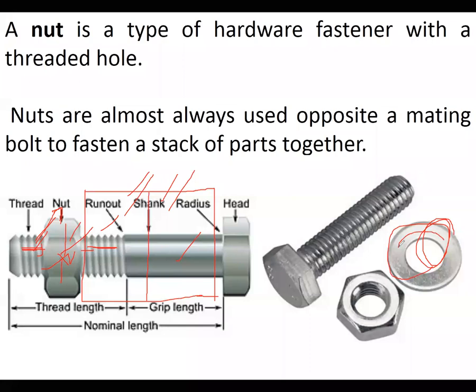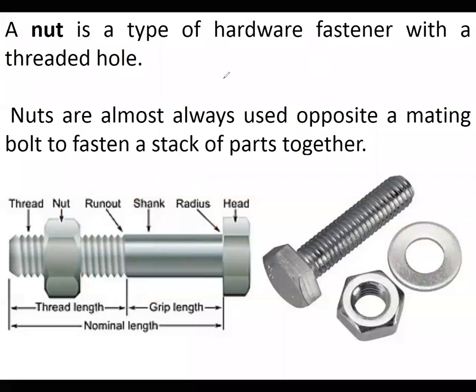So the washer is one. The washer plays a vital, important role over here. Clear now? So see that a nut is a type of hardware fastener. Fastener is nothing but assembling of two individual components with a thread hole. The nut is having a thread hole, a hollow hole. Here you can see that this is the thread hole, a hollow thread hole.